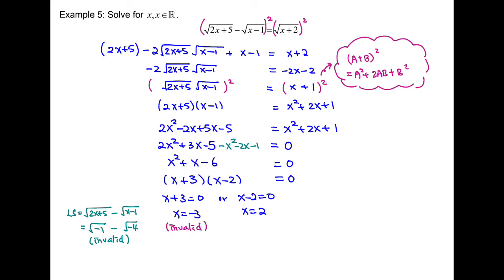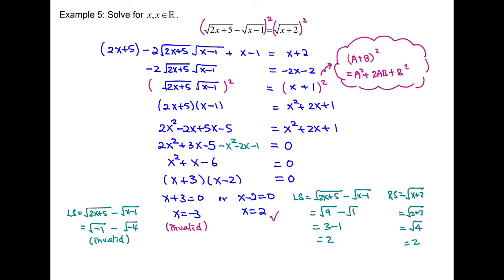The other one, x equals 2. The left-hand side will be square root of 9 minus square root of 1, which is 3 minus 1, which is 2. The right-hand side will be square root of x plus 2, which is square root of 2 plus 2, which is square root of 4, which is 2. So you can see the left-hand side equals the right-hand side. Therefore, x equals 2 is the right answer. Therefore, the answer for this question will be 2.